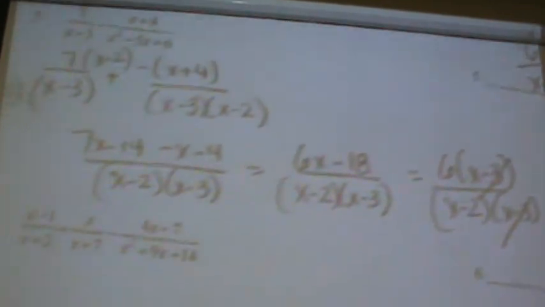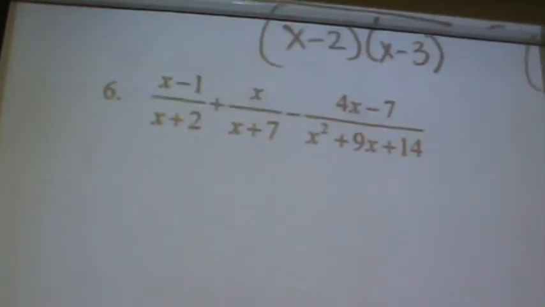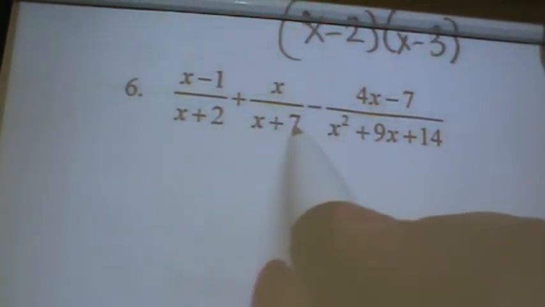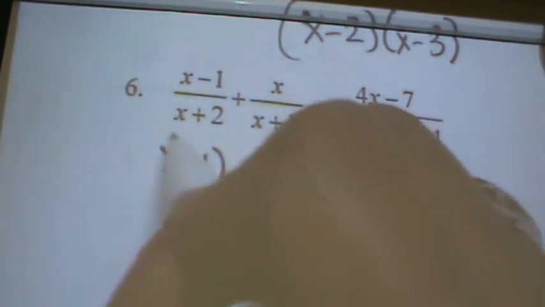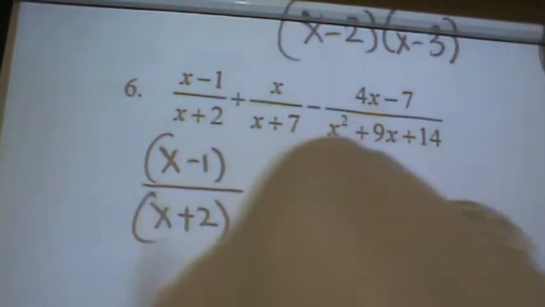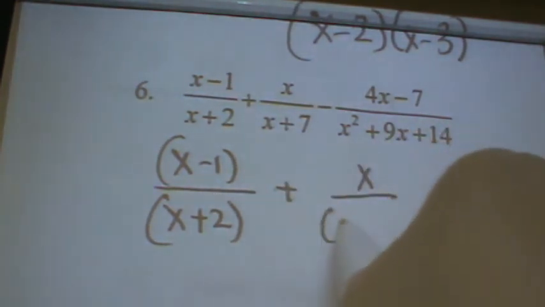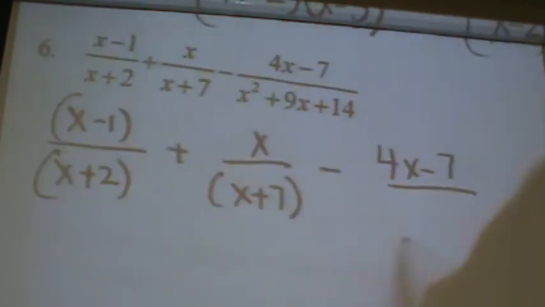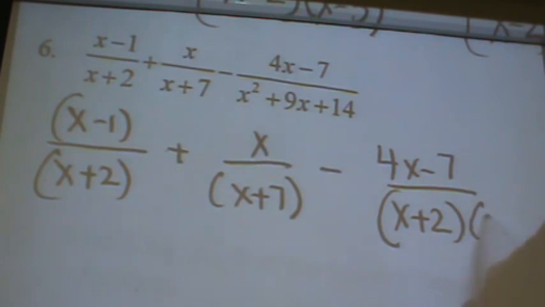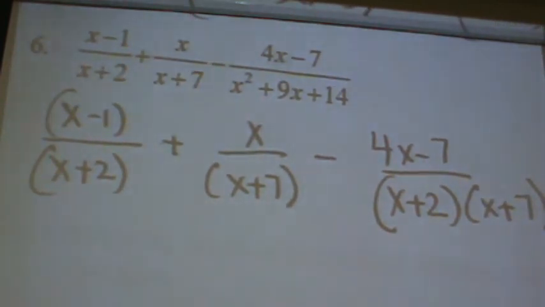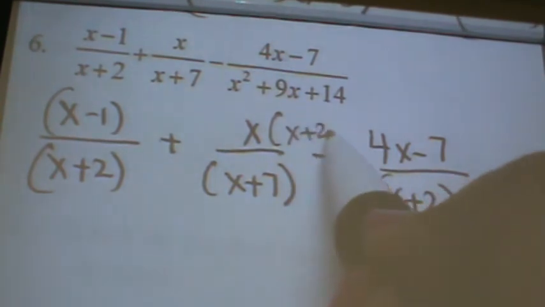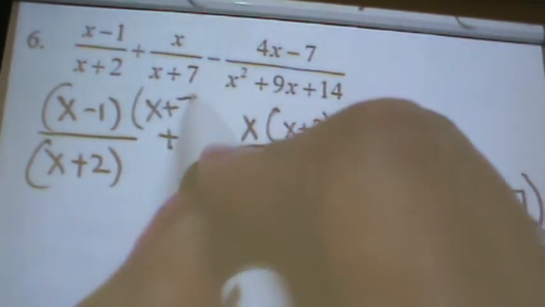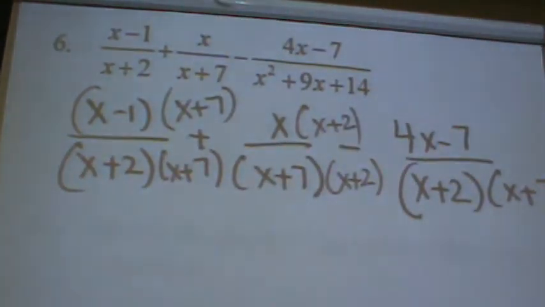Questions? Okay, number 6, we need a common denominator. My guess is this is going to factor to be x plus 2, x plus 7. What does that mean? It means I have to multiply this by x plus 2, x plus 2, and I have to multiply this by x plus 7, x plus 7. Got a lot of work here.